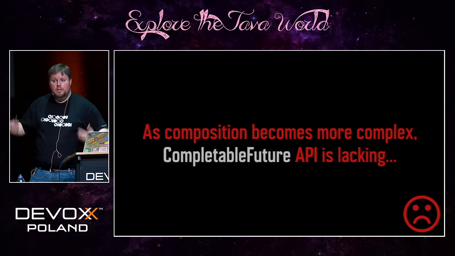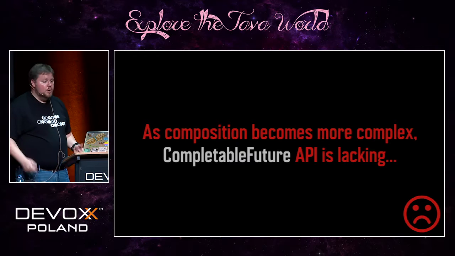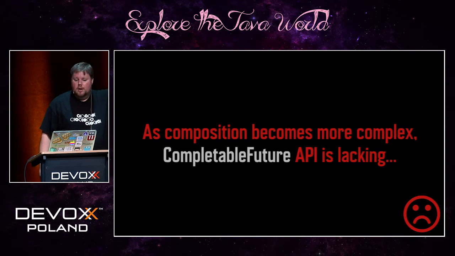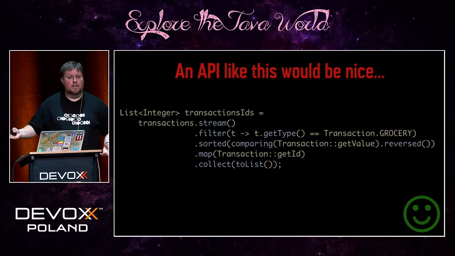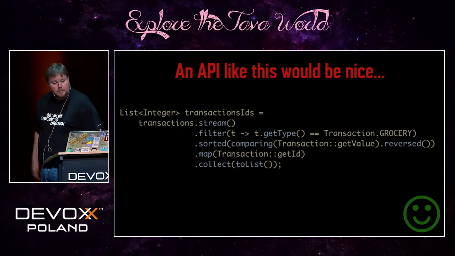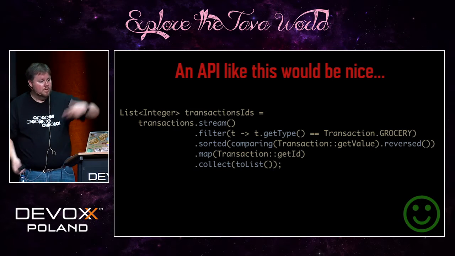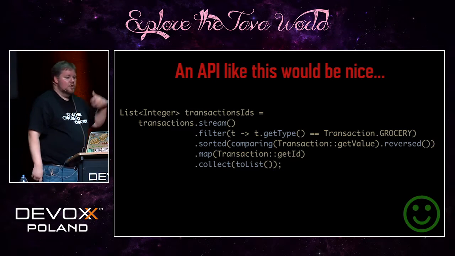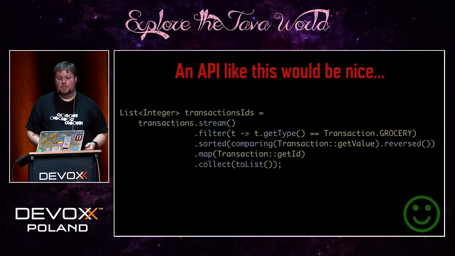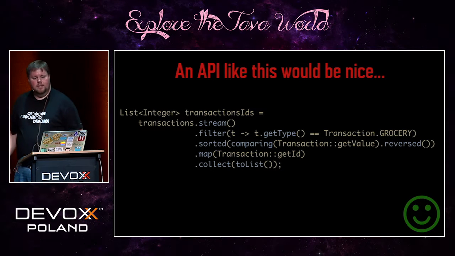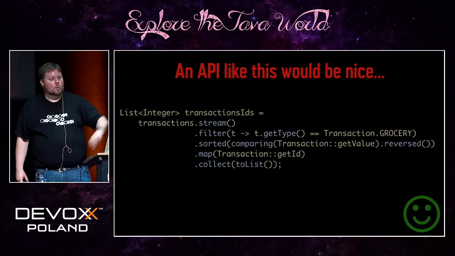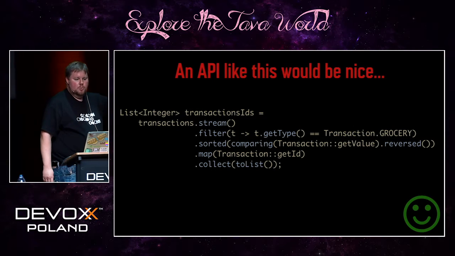It would be really nice, right, if we could do this concurrency, do this non-blocking work, but then have an API that looks like the Stream API that we find in Java 8. I mean, this is really great. We have a collection of transaction IDs. We turn those into a stream, and then we want to filter that stream down to grocery transactions, and then we want to sort that in reverse order of transaction value. We want to get those IDs and put that in a list that we're going to go do something else with.